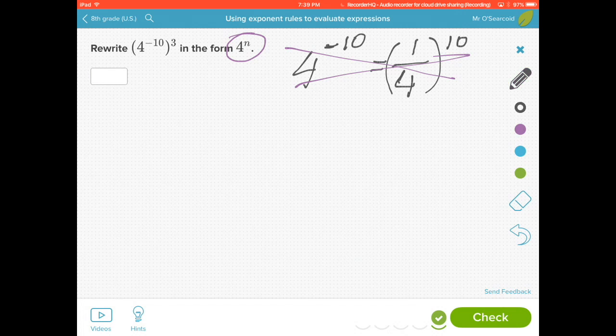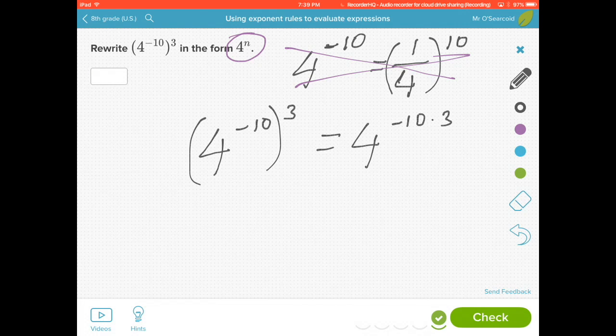So let's just do it the same way as we did the previous one. 4 to the negative 10, all to the power of 3, is equal to 4 to the negative 10 times 3. Notice negative times a positive is a negative. So our answer there is 4 to the negative 30.